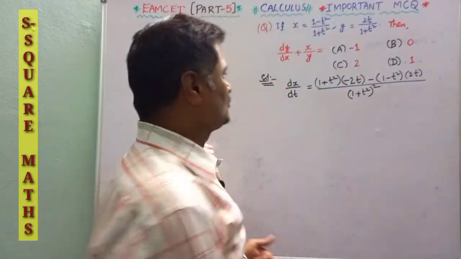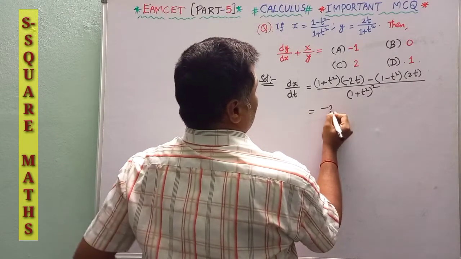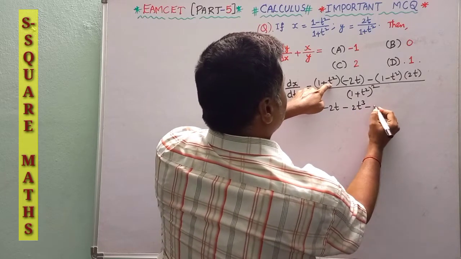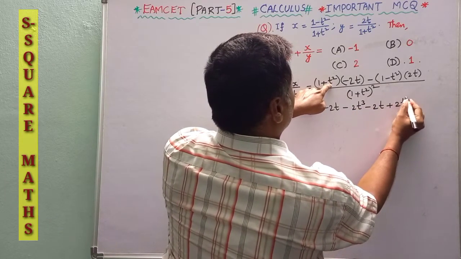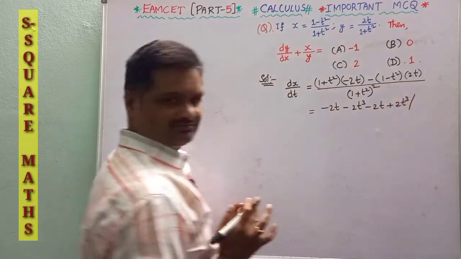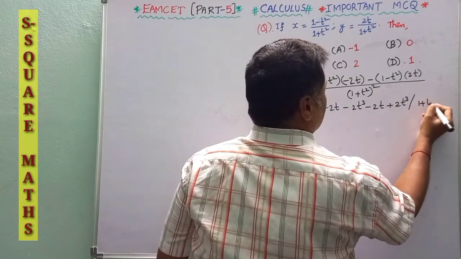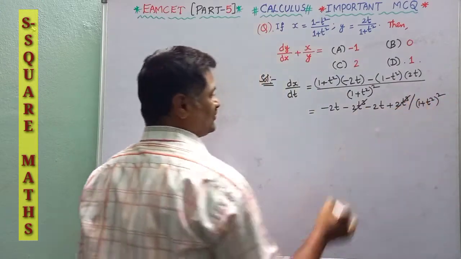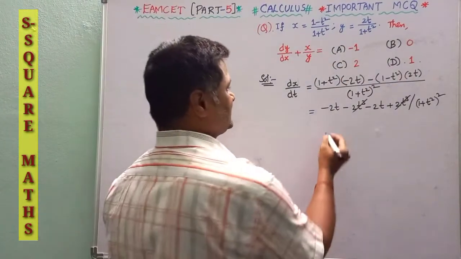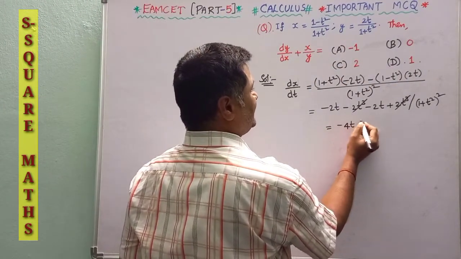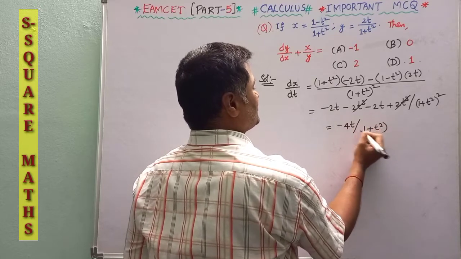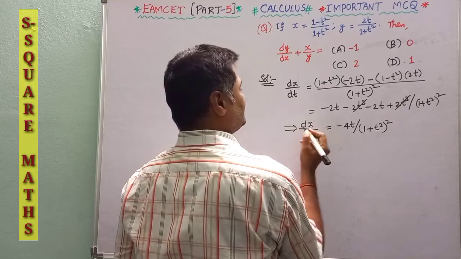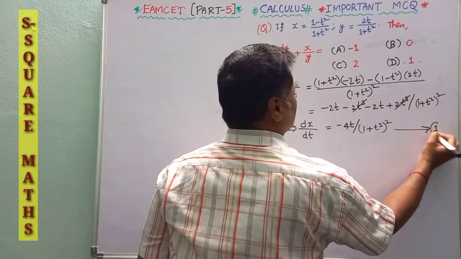Please check it. So now, minus 2t multiplied out gives minus 2t cube minus 2t plus 2t cube, by the same denominator, (1 plus t square) the whole square. Here minus 2t cube and plus 2t cube is 0. The leftover part is minus 4t by (1 plus t square) the whole square. So this is nothing but our dx by dt. Label it as equation number 1.